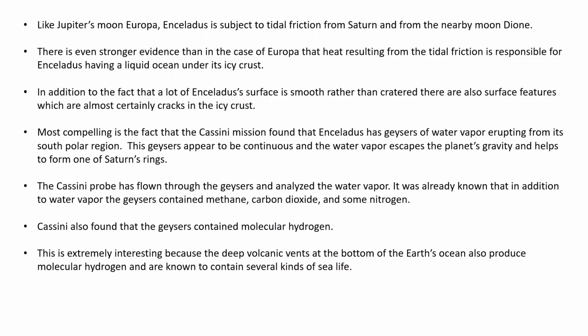But like Jupiter's moon Europa, Enceladus is subject to tidal friction. As it orbits Saturn, it has an elliptical orbit, sometimes closer, sometimes further away. It also has the gravity of the moon Dione, which is close to Enceladus, pulling on it. So between the two, the surface of Enceladus flexes up and down, and that creates tidal heating, and that melts the ice beneath the surface. And so Enceladus actually has a huge liquid ocean under that icy crust.